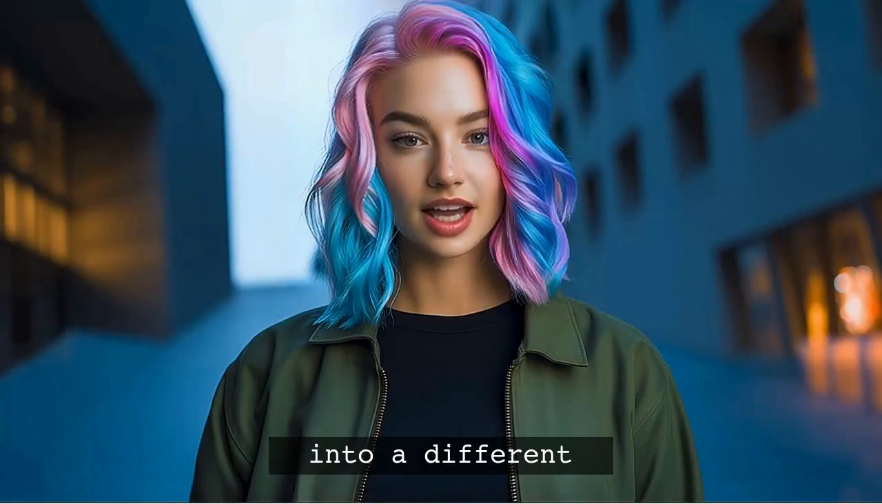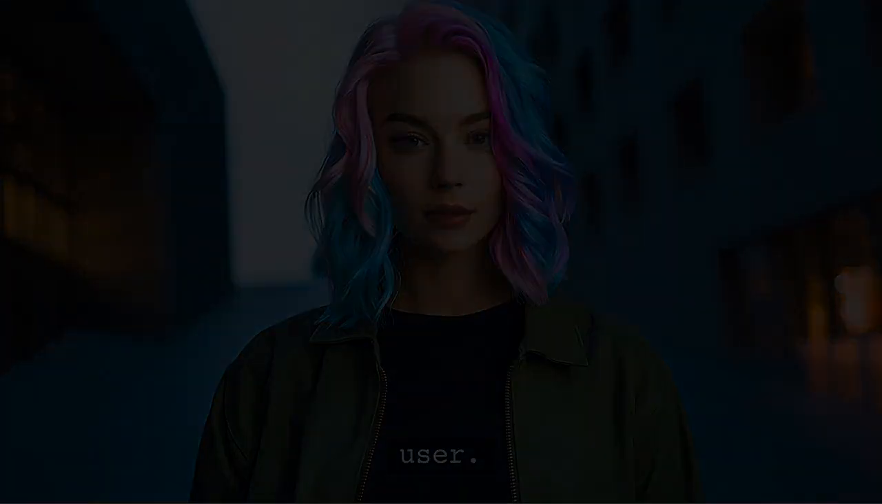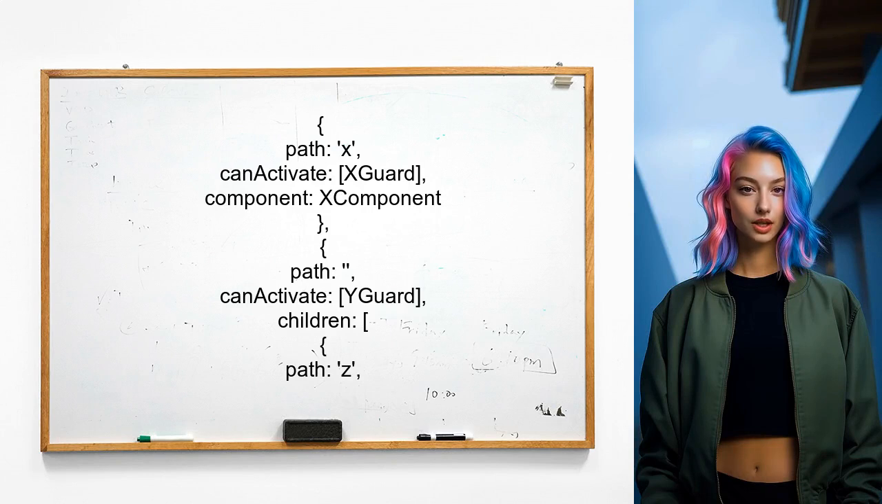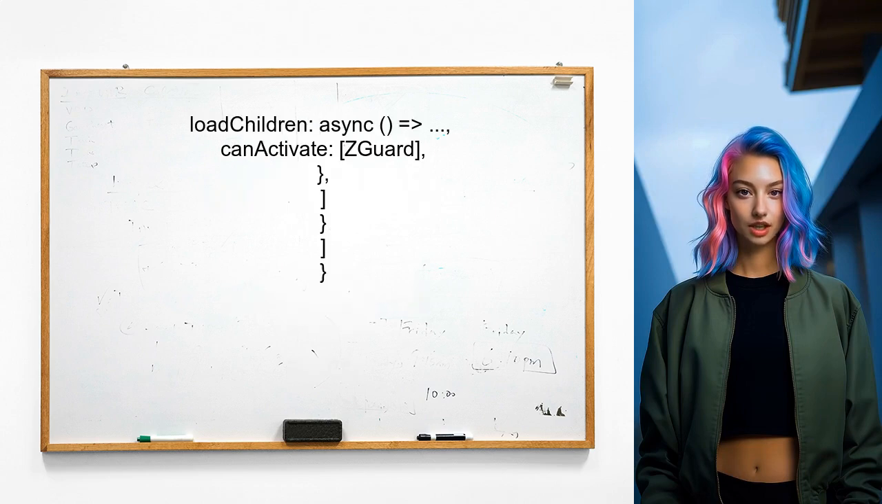Now, let's dive into a different answer from another user. One user found that a navigation cancel event was triggered due to an empty children path combined with an additional guard. In their example, both the auth guard and Y guard must be true to access the dashboard component.